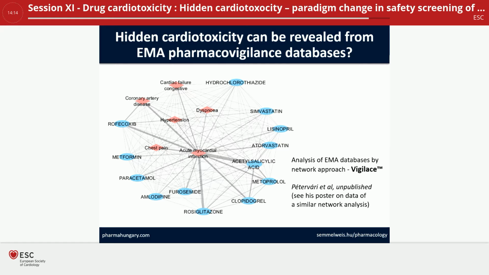So by using this pharmacovigilance database of the European Medicines Agency and by using a network analysis method, we are trying to find some connections between some compounds on the market which can be related to acute myocardial infarction, and maybe by using these databases you can also find out the hidden cardiotoxicity of some drugs which are already on the market, but the pharmacovigilance databases has not yet picked up that it's significant.